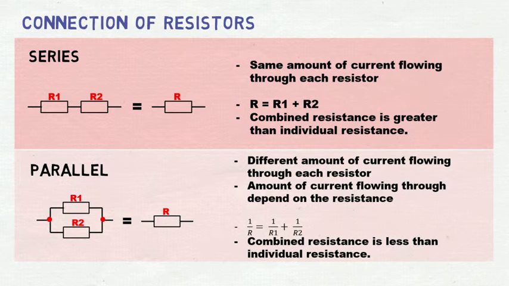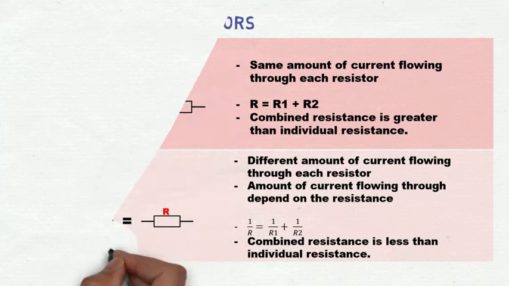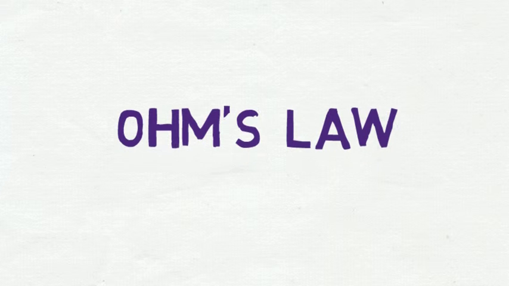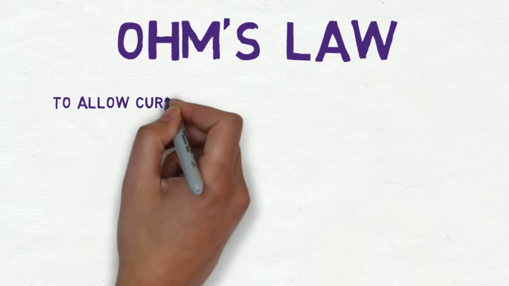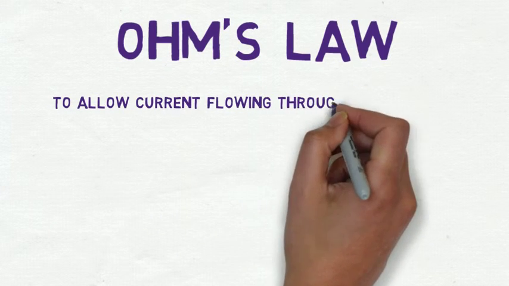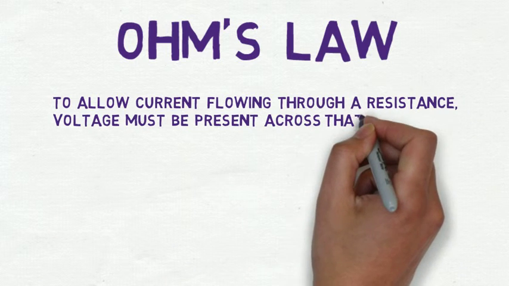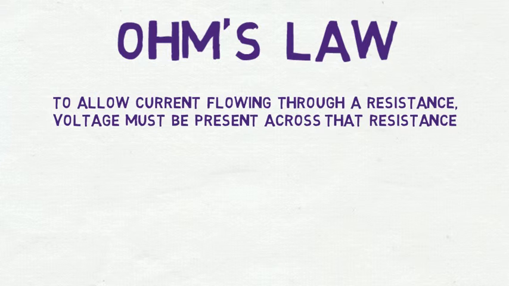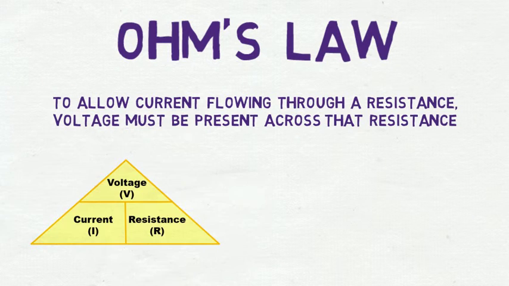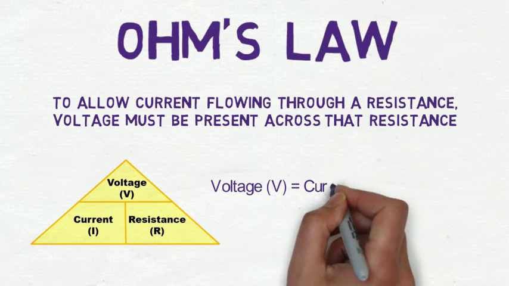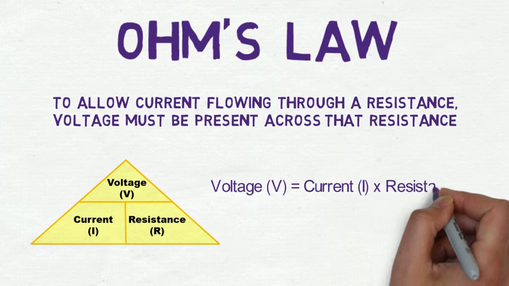Lastly, the most important part for resistors. When we mention resistors, we can never forget one important law, which is Ohm's law. In order for the current to flow through a resistance, there must be voltage across the resistance. Therefore, Ohm's law shows the relationship between voltage, current, and resistance, whereby voltage equals current times resistance.